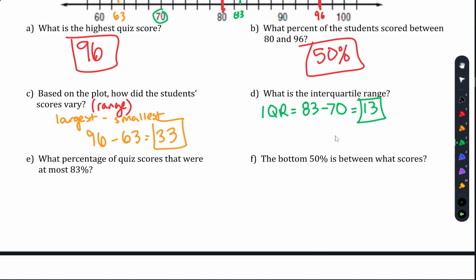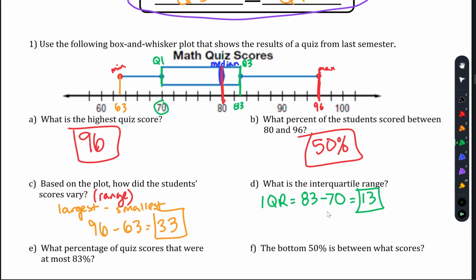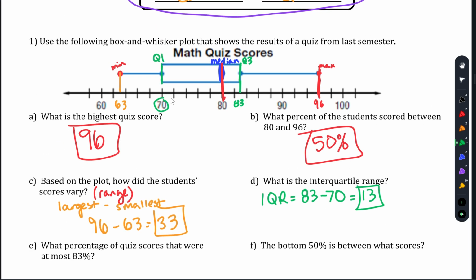What percentage of quiz scores were at most an 83? So let me get rid of some of my numbers here. What percent were at most an 83? At most means no bigger than 83. What percent of my data falls underneath an 83? Here's 83 right here. How many sections, Max? Yeah, 75%. There's 3 sections of my box and whisker plot underneath that.